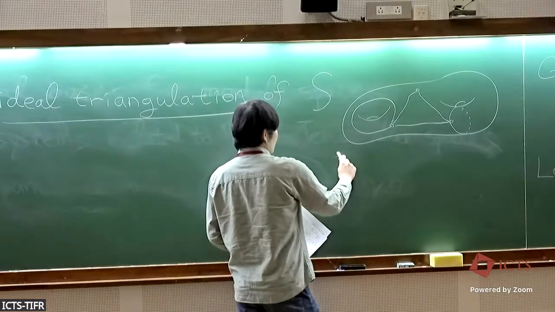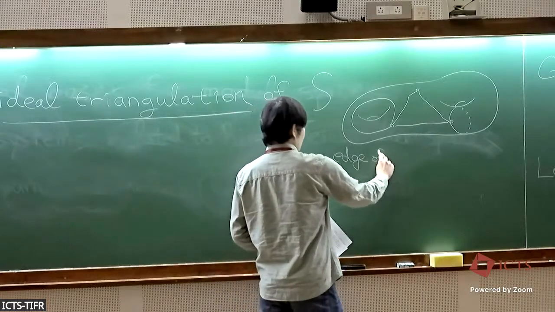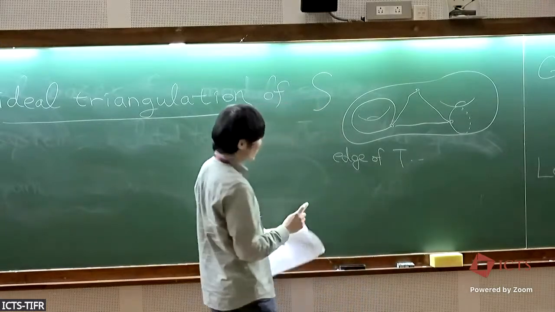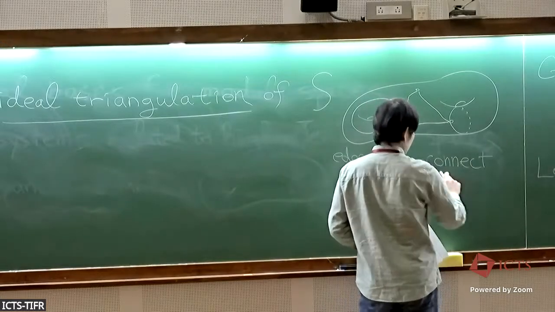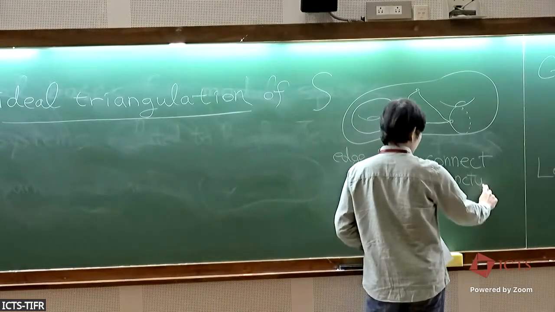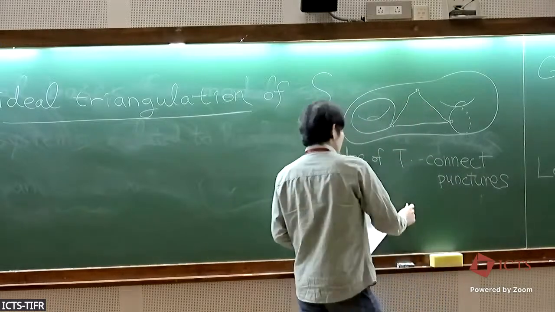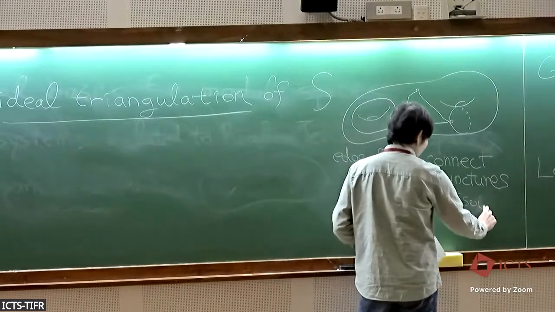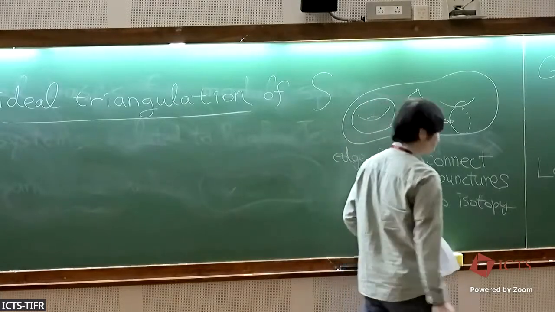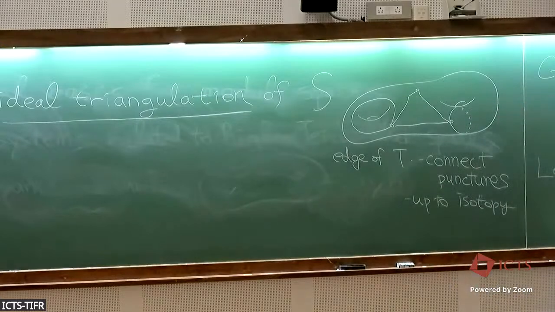So each edge of T must connect punctures. So the vertices are punctures. That's why it's called ideal. And then everything is defined only up to isotopy, or homotopy if you like. So we have to choose one such data. If you're bored, you can compute the number of edges that you need for a genus g surface with some number of punctures.